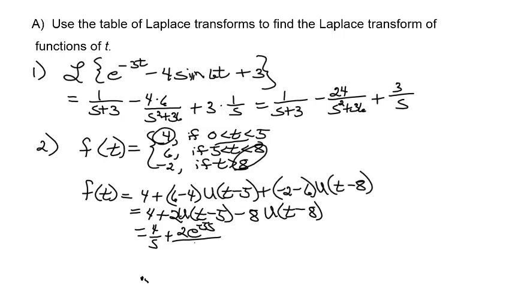Now notice the coefficient of s in the exponent is the same sign as what we had in our t minus a expression. And then the last term, minus 8 times e to the negative 8s over s. So that would be the Laplace of that particular function. Okay? All right, so there's 2 examples of finding the Laplace of a particular function of t.